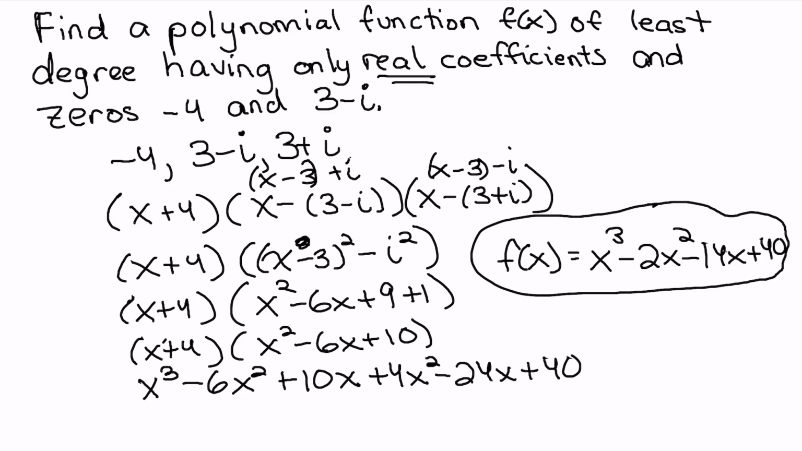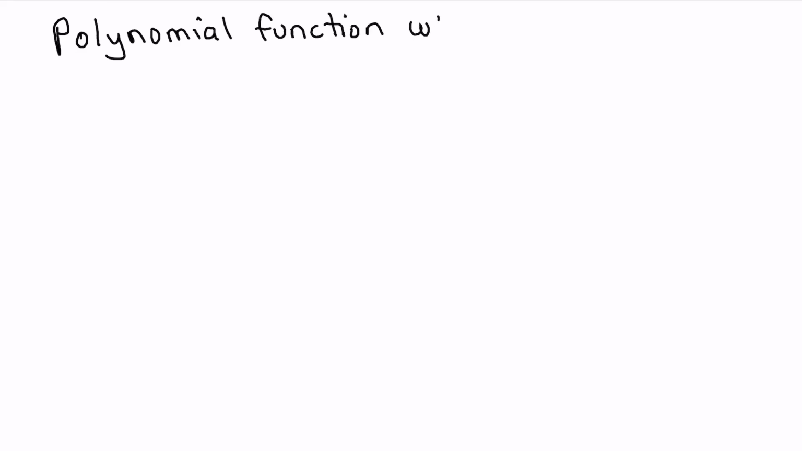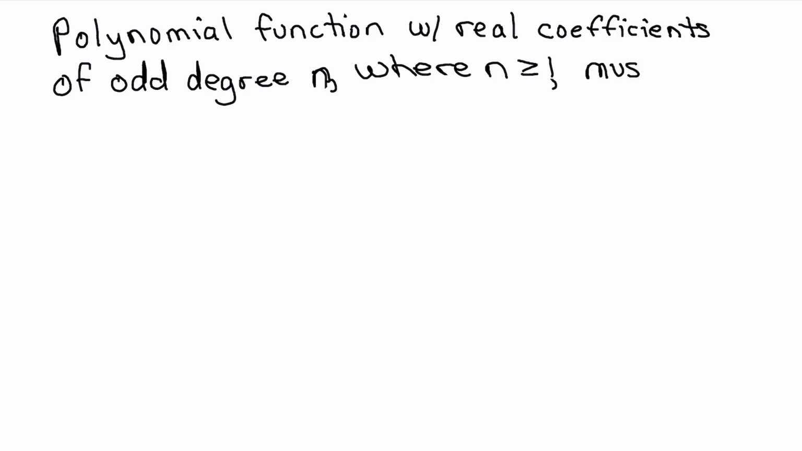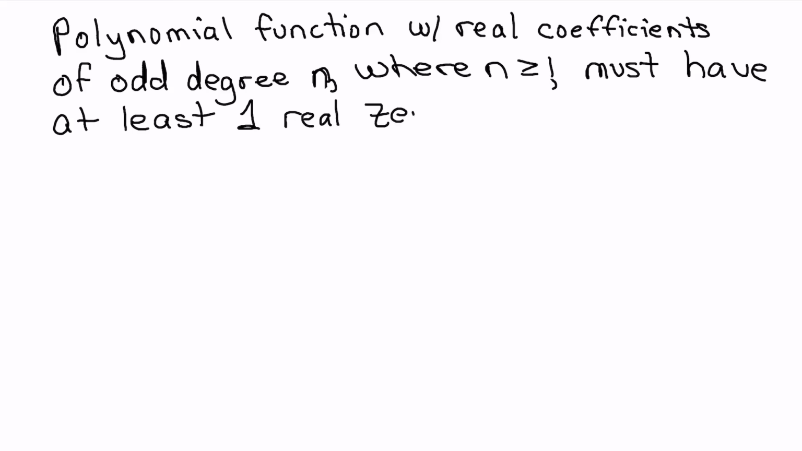Okay. Now, if you think about what's happening here, a polynomial function with real coefficients of odd degree n, where n is greater than or equal to 1. So that's important again. The degree has to be 1 or higher. It must have at least one real zero, because you're talking about odd degrees. So the degree is 1, 3, 5, 7, 9, numbers like that.